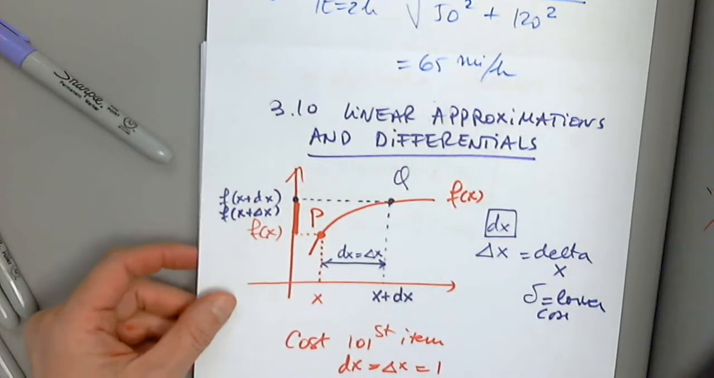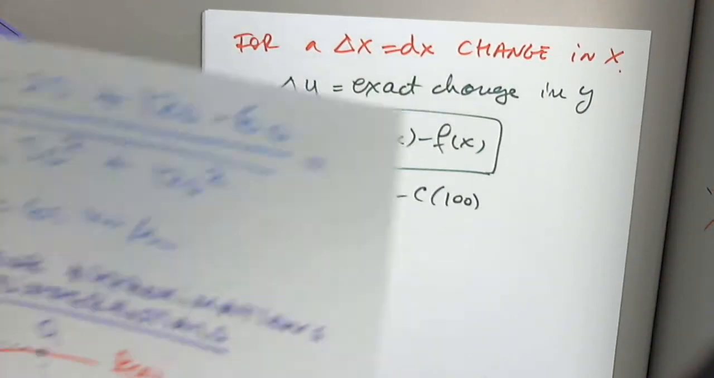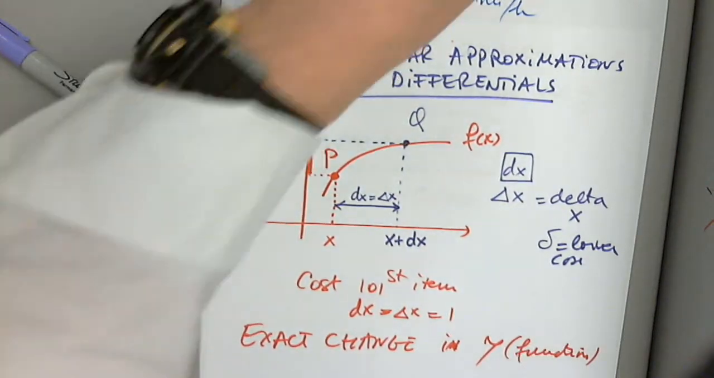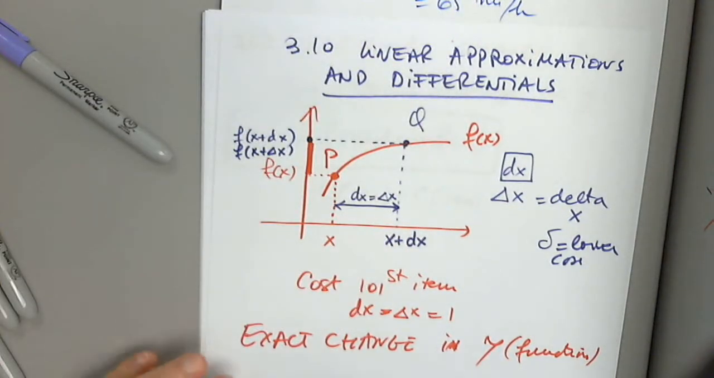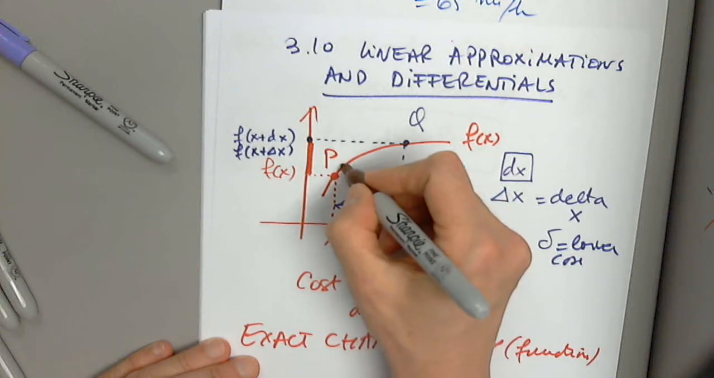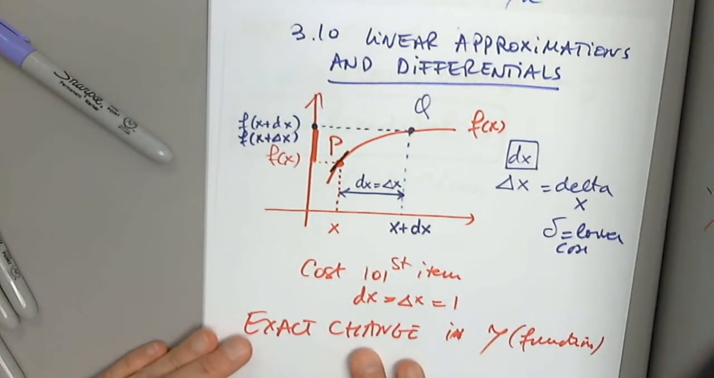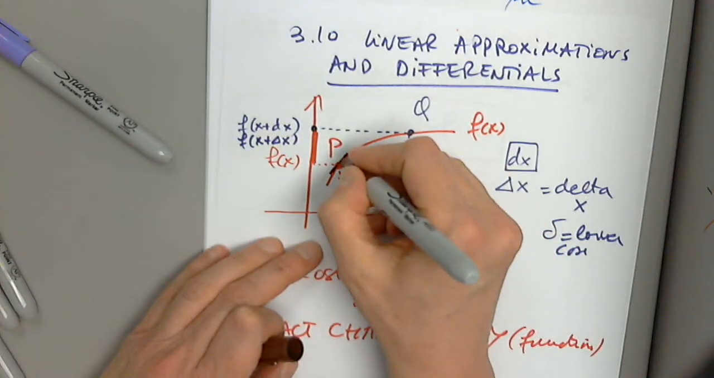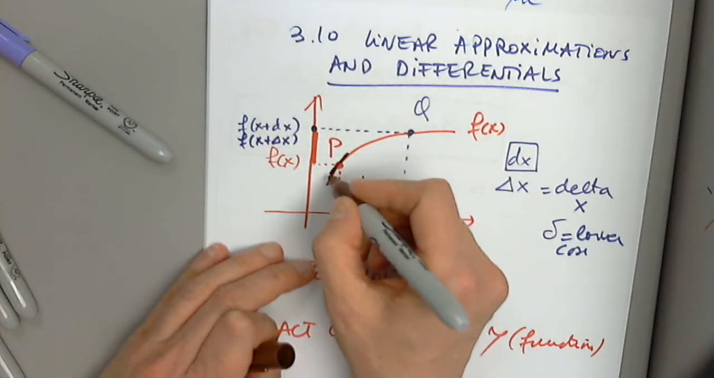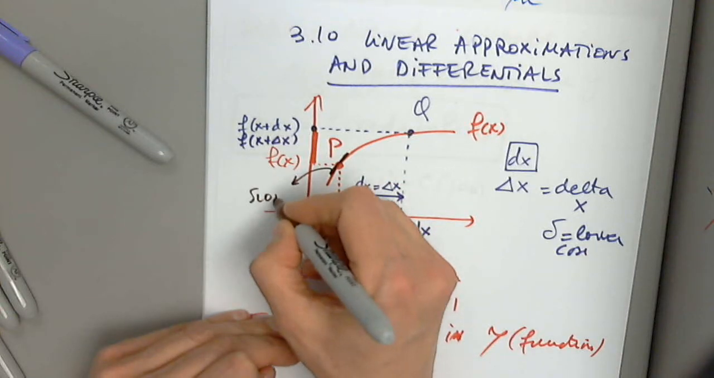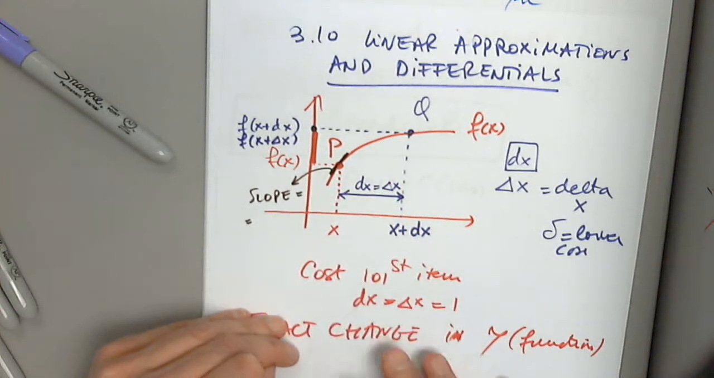Good. Now let's come back to our figure one more time. Okay, so I would like to draw a tangent here. And please tell me if I can determine the slope of this tangent. Slope equals what?